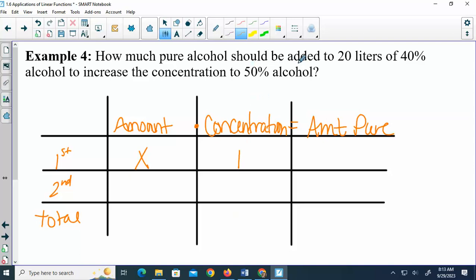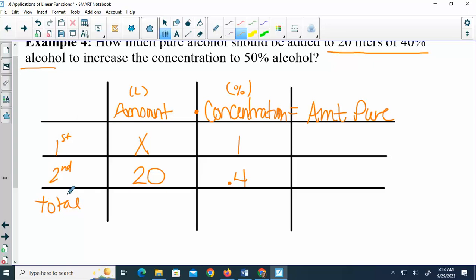Should be added to 20 liters of 40% alcohol. So my second thing, the amount is 20 liters. Yep, so our amount is the liters in this case, and the concentration, that's our percent, of the 40%, so we would do 0.4. Okay, to increase the concentration to 50%. So at the end, my total is 50%. So my final concentration is 0.5.